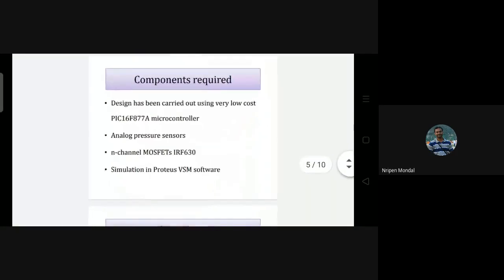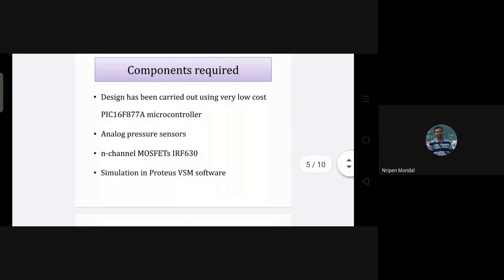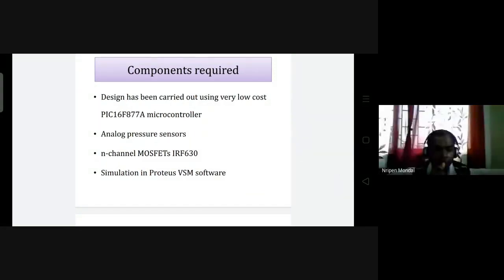So accordingly, this model requires a very low cost microcontroller, an analog pressure sensor, an N-channel MOSFET, and this is simulation work. We have not done the hardware testing yet. We have just modeled it in MATLAB.